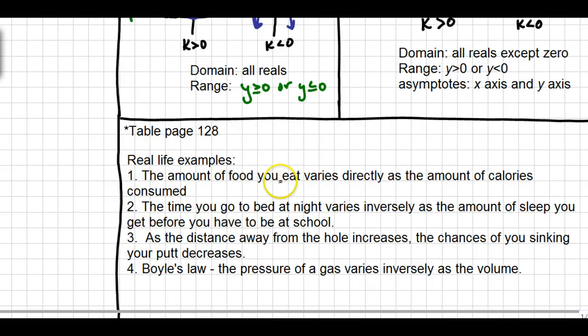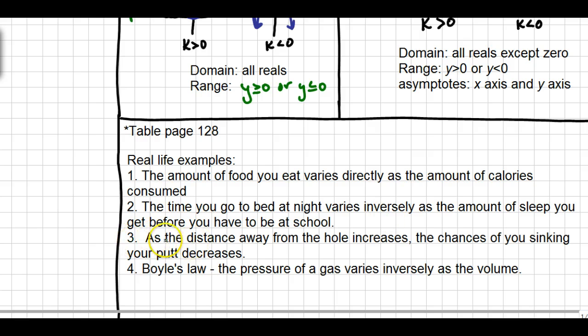The amount of food you eat during the day varies directly as the amount of calories you consume. So both of those are directly related because as one goes up, so does the other. The time you go to bed at night varies inversely as the amount of sleep you get before you have to be at school. The later you go to bed at night, so as that number increases, the amount of sleep you get will decrease. So one is increasing while the other is decreasing, so that's an inverse situation.